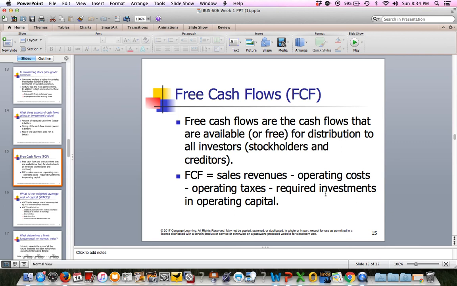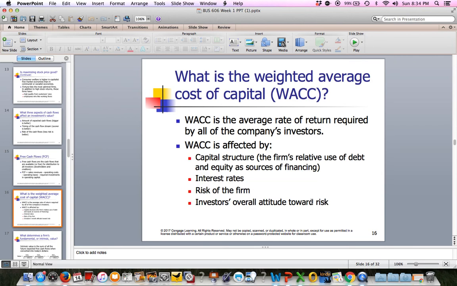That's what they mean. So minus required investments in operating capital means every year you have to invest in yourself to maintain your current capacity. Of course, you can invest extra to try to grow your capacity, but there's a certain minimum investment in infrastructure you have to make just to maintain current capacity, just to replace things that have worn out and so on. So that's what free cash flow is: sales minus your operating costs, minus taxes, minus that required investment to maintain current capacity. Just keep that in mind.